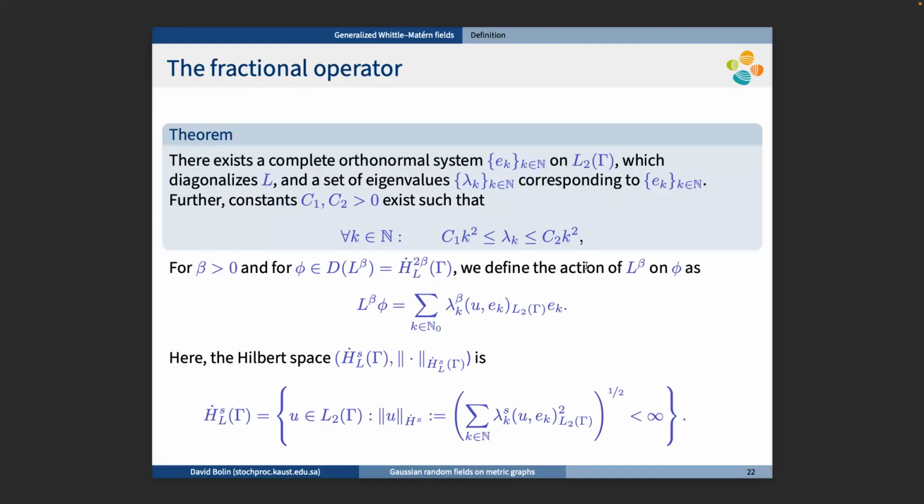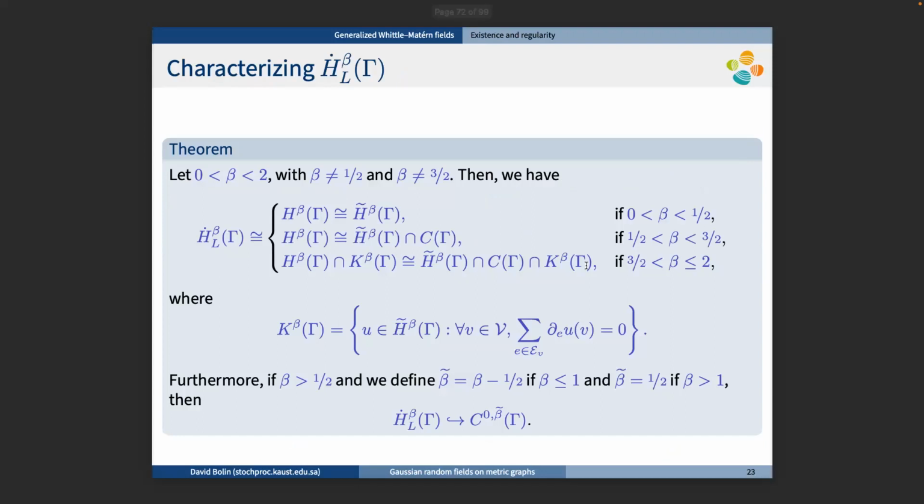Now, if we want to extend the results that I showed before, such as looking at sample path regularity for this model, one important thing is to understand how these H dot spaces behave. So, again not going into so much detail here, but this is one of our main results, characterizing the domains of these fractional order operators of this form.